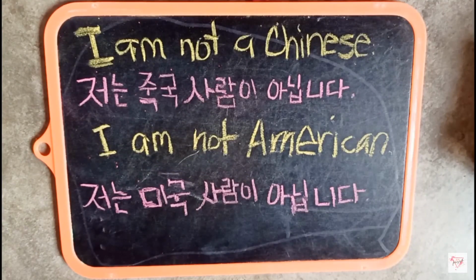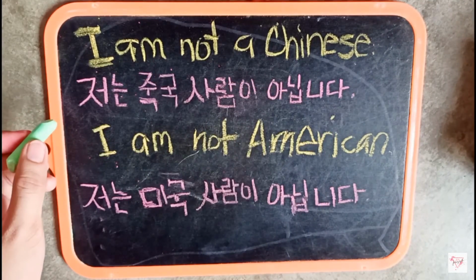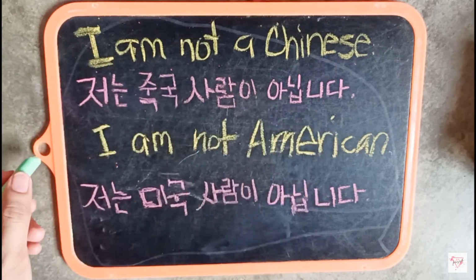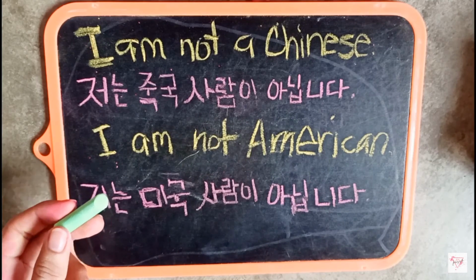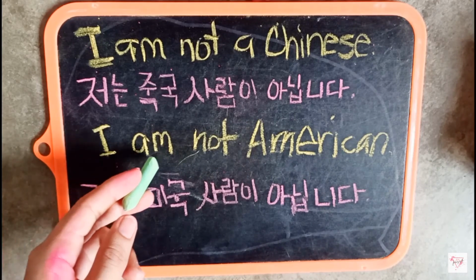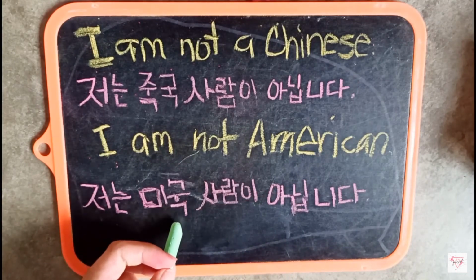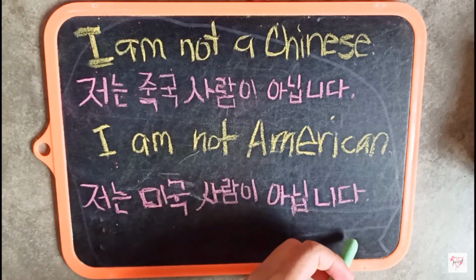Here are some more examples. I am not a Chinese. In Korean, Chunun Chungguk Salam i animnida. And the next one is I am not American. Chunun Miguk Salam i animnida.